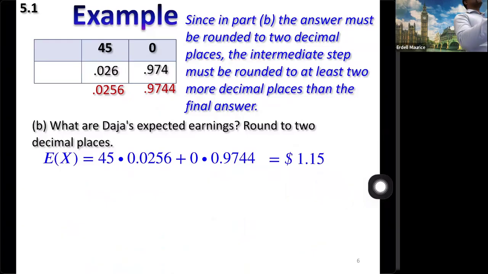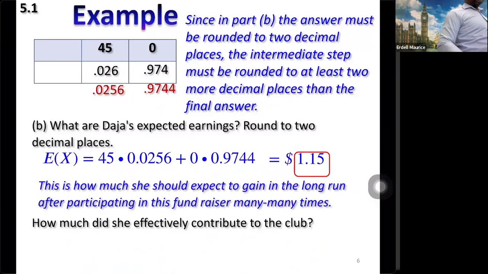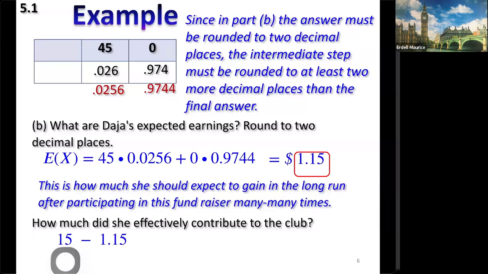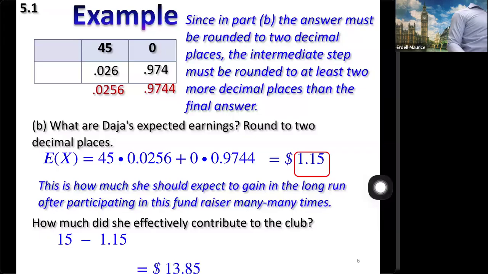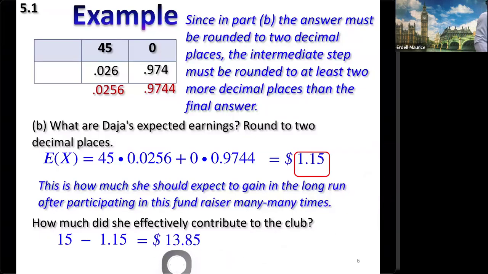Questions there? How much did she effectively contribute to the club? Statistically speaking, she bought 15 cookies at $1 each for a total of $15. Yes? But she is expected to get back $1.15. So she is effectively contributing $13.85 to the group, to the club. Questions there?